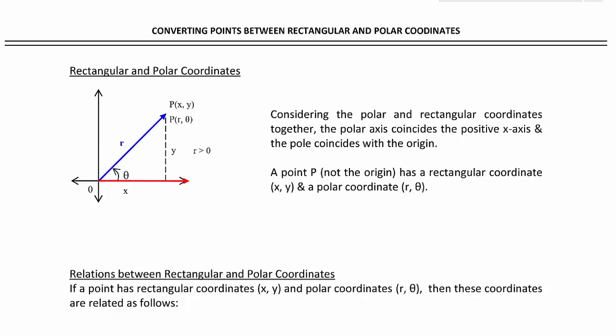The polar axis is going to coincide with the positive x-axis, and the pole coincides with the origin. A point P, not at the origin, has a rectangular coordinate of (x, y) and a polar coordinate of (r, theta). So we're going to use this little diagram I have here to understand the relations between rectangular and polar coordinates.